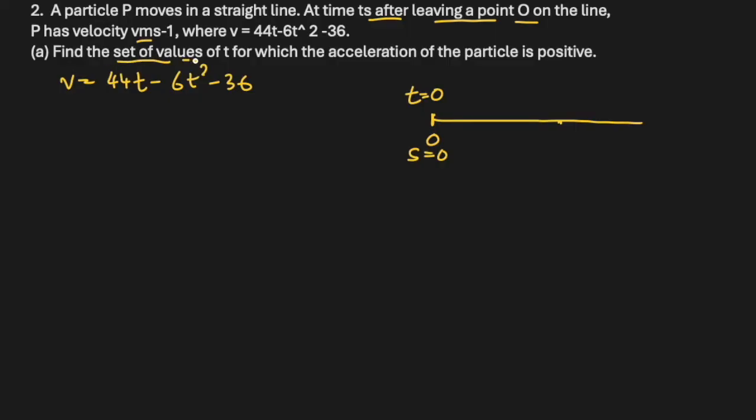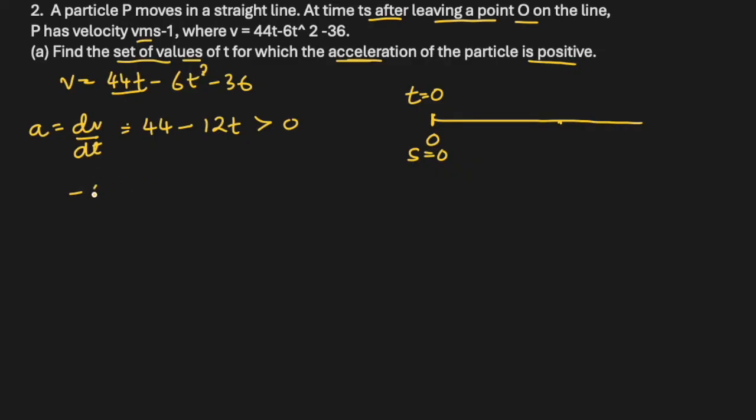Find the set of values of t for which the acceleration of the particle is positive. We've been given the equation of velocity. Acceleration is nothing but the rate of change of velocity, so we will differentiate the equation of velocity. It will be 44 minus 2 times 6, which is 12t, and it has to be positive, that means greater than 0. Differentiation of 36 is 0. I hope you understand that one.